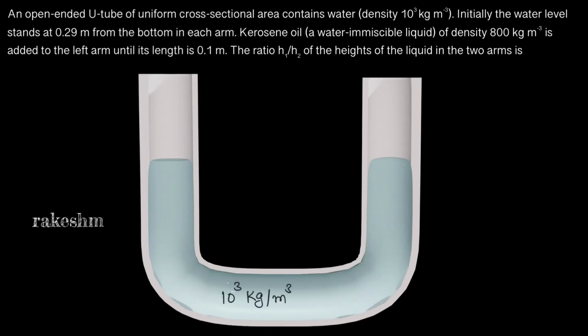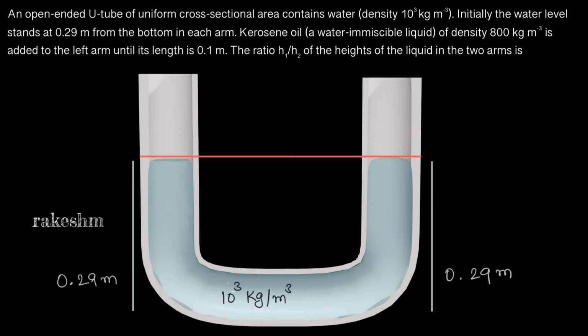This U-tube contains water of density 1000 kg per meter cube. Initially, the water level stands at 0.29 meter from the bottom in each arm. So in both of these arms here, this water level stands at 0.29 meter from the base.